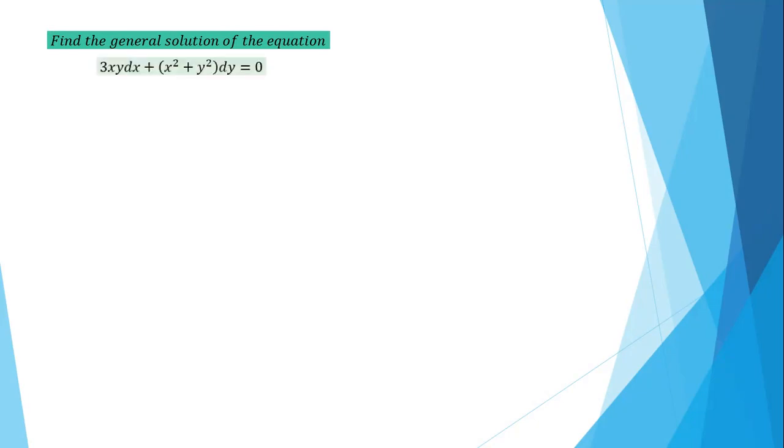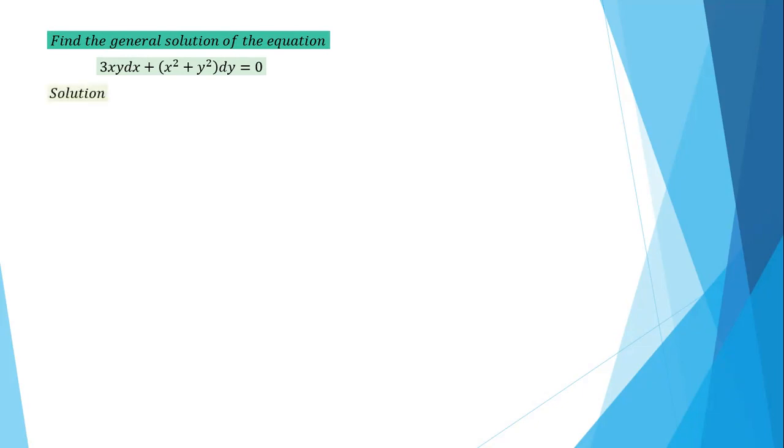Another problem for differential equation of order 1 with homogeneous coefficient. Our problem: find the general solution of the equation 3xy dx plus the quantity of x squared plus y squared dy equals 0.